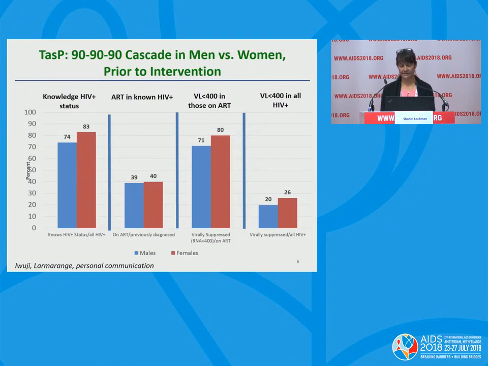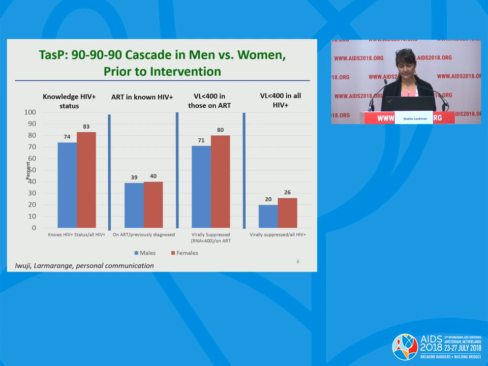I'll be showing a series of slides, sorry this is not terribly fascinating but bear with me, depicting coverage achieved for steps of the 90-90-90 cascade broken down by sex and age. This bar chart shows coverage by sex prior to interventions in the TASP trial, with coverage in men shown in blue and coverage in women shown in red.